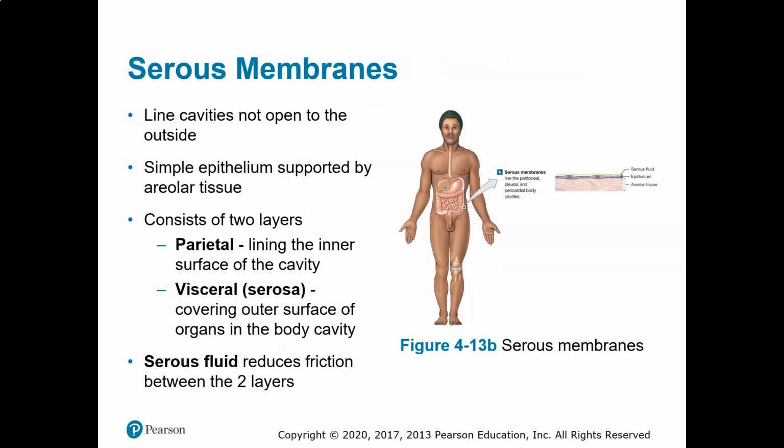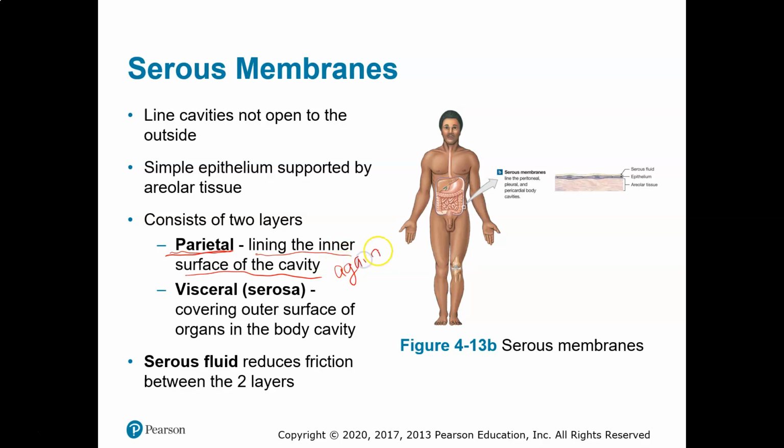Serous membranes, there are 3. There is a serous membrane that lines the lungs, one that lines the abdominal organs, and then one that lines the heart. So each serous membrane consists of 2 layers. One is called the parietal layer, and that will be the outside layer. It will lie back against the body wall. So that's why it says lining the inner surface of the cavity. So it's really against the wall of the cavity.